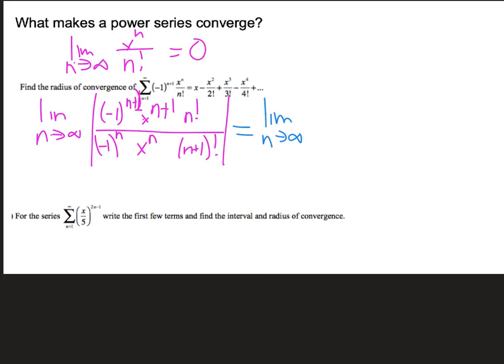I just realized this should be an n plus 1 because that's an n plus 2. And then negative ones don't matter. X to the n plus 1 over x to the n is just x. And then n plus 1 factorial over n factorial, so this is like one term bigger. So we'll have an n plus 1 here. X is a fixed number. N is something going to infinity. So this is 0.